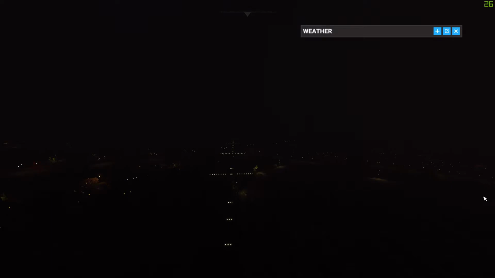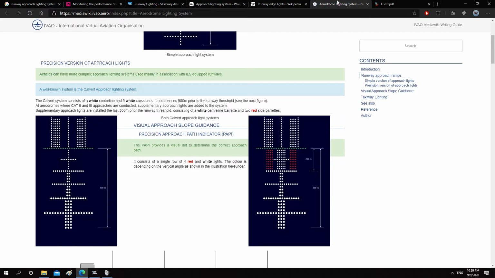Okay, so lucky for us, every approach lighting system has a fixed distance between each light, which means we can now decide if we need to land. Okay, let's have a look here. Now you can simply Google all this information. There's a lot of information out there.